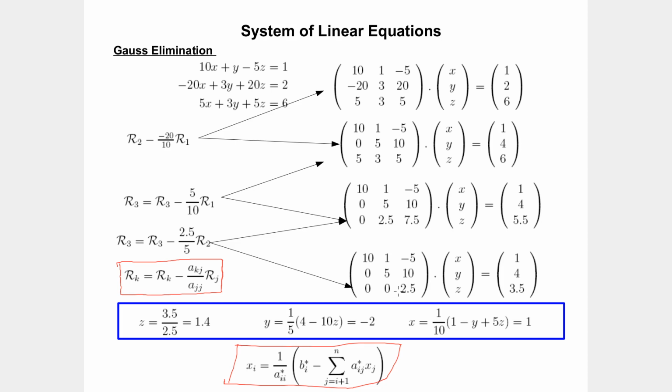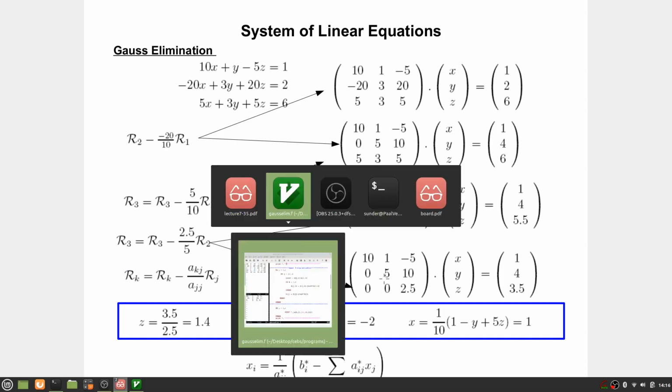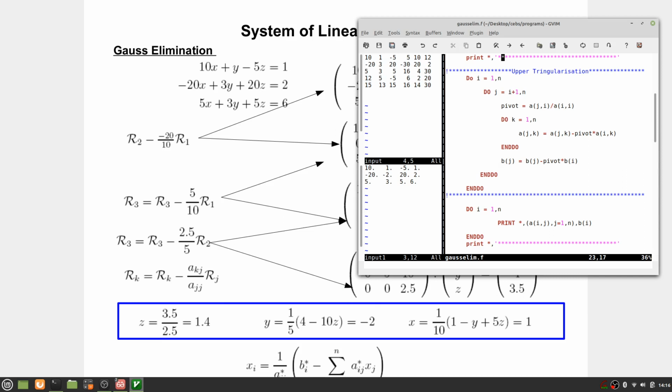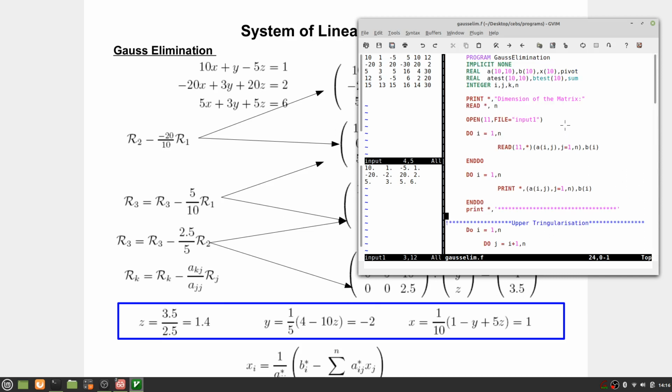Now let us see the program which solves this matrix using the Gauss elimination method. Here is a simple program. I am defining the matrix here. You can see the matrix, the B vector and the solution vector, and I am using another variable, pivot. We will come to it later. This is for testing, so let us skip it.